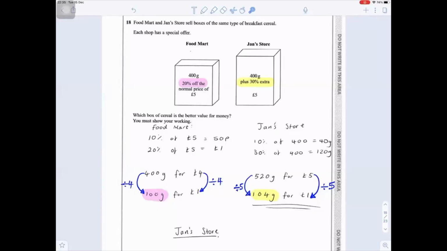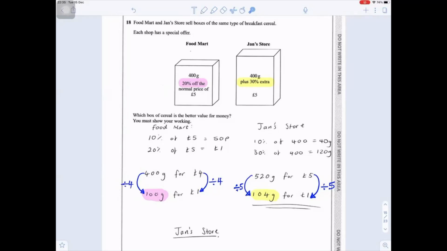Question number 18. Food Mart and Jan's store sell boxes of the same type of breakfast cereal. Each shop has a special offer. Food Mart: 400 grams, 20% off the normal price of £5. For Jan's store: 400 grams plus 30% extra for £5. Which box of cereal is the better value for money? You must show your working.